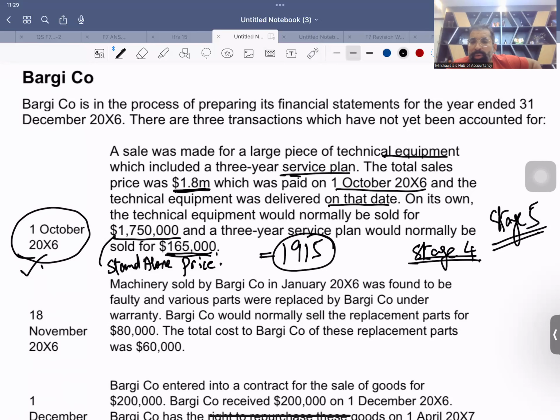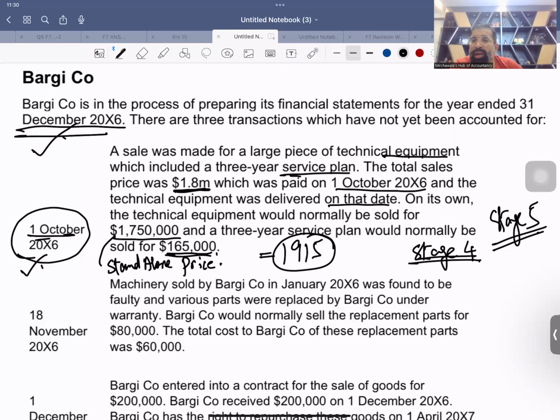So how to book revenue? Yes, for equipment, the revenue will be booked immediately. But for services it is over 36 months. We started giving services on 1st October and our year end is 31st December. Very important point, you can miss this in the exam. From 1st October X6 to 31st December is only 3 months of service provided.